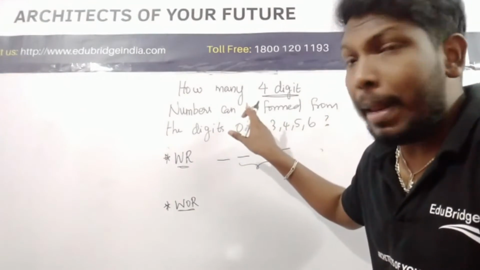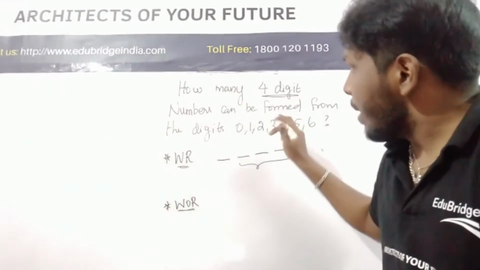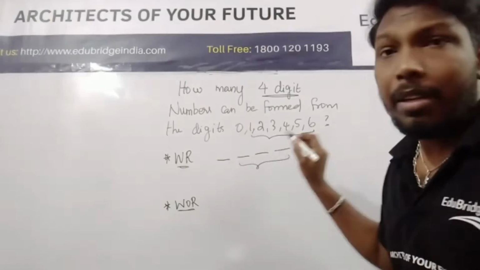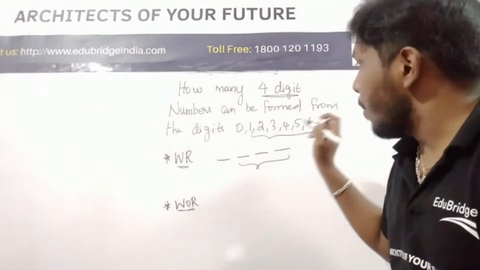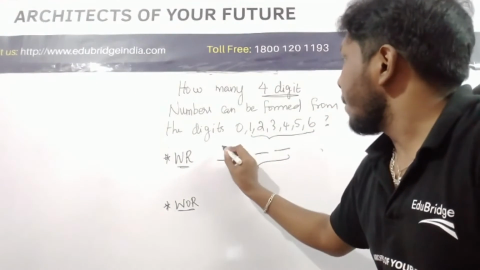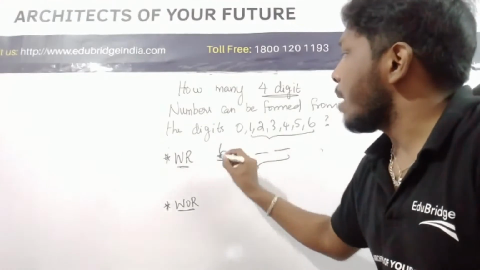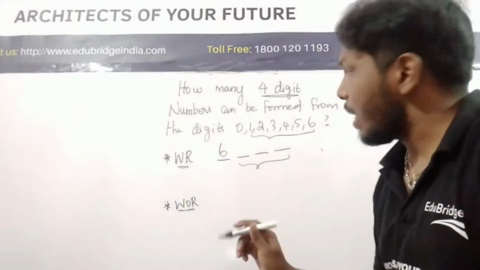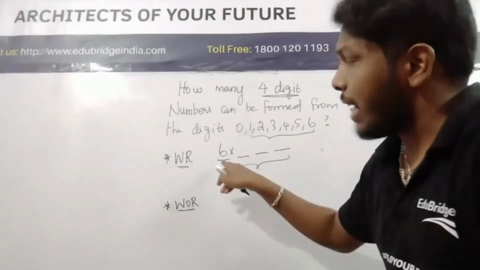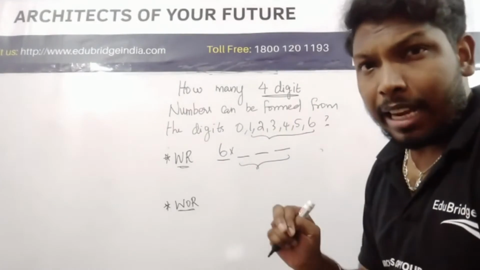But I should not place 0 in the first place. So how many remaining numbers can be possible? So 1, 2, 3, 4, 5, 6. How many numbers do I have? I have 6 numbers here. So in the first place, how many numbers can I place? 6 numbers I can place.